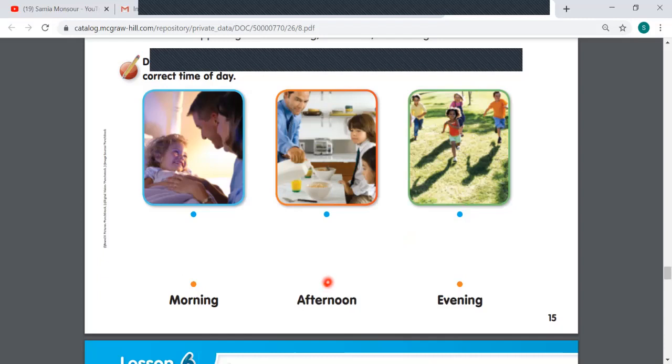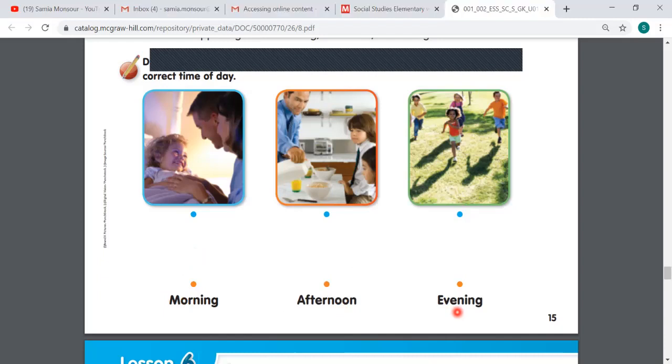Good job. So things change. The day changes from morning to afternoon to evening. So these are different times during the day. So you change as you grow, and as time passes, you get bigger. So as time passes by, you change also. And the things that you do change also. So change happens to everybody, and change happens throughout the day.